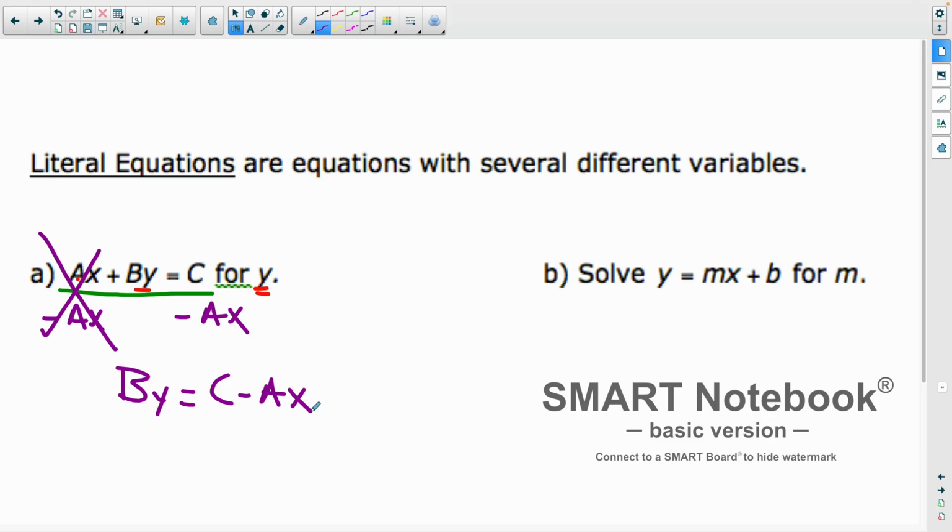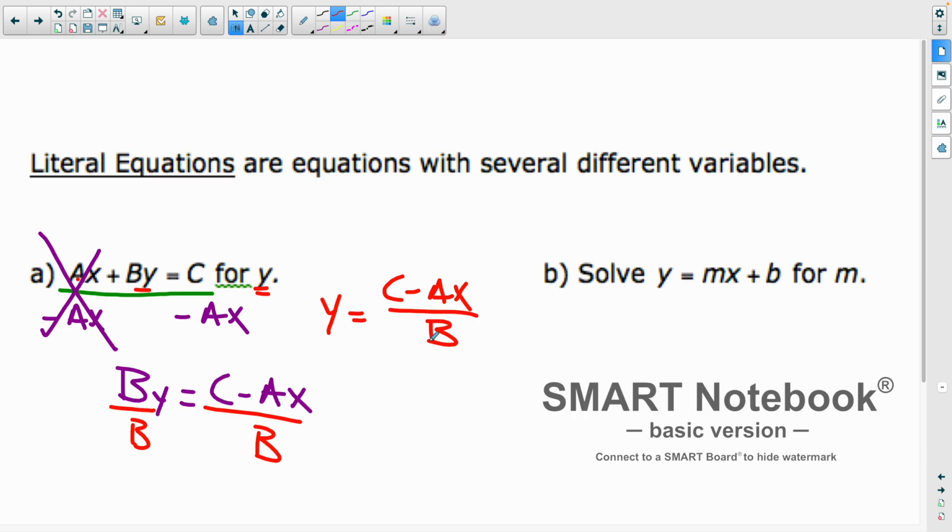Divide by the B. Because what am I doing? What's happening with the B here? I'm multiplying it. I do have to get rid of it. I'm going to divide by that B. So I'm going to divide by B here, and I'm going to divide by B there. So one way that you could write this answer is Y equals C minus AX divided by B.